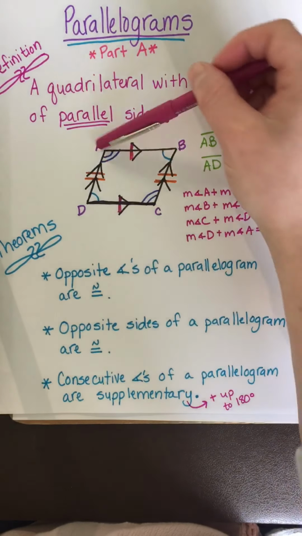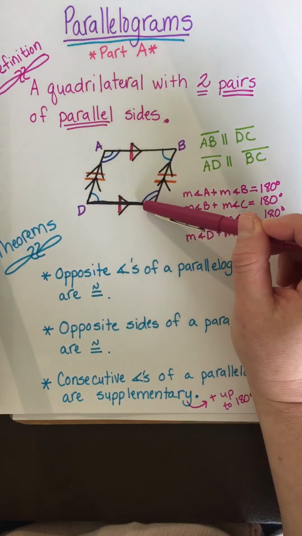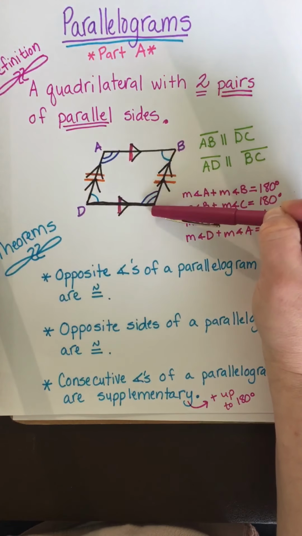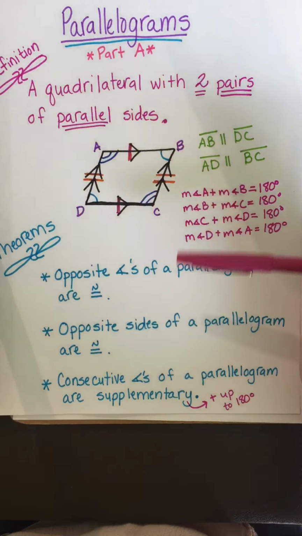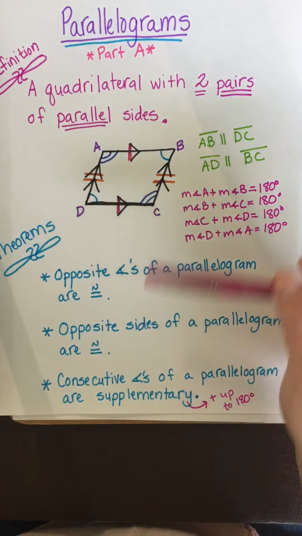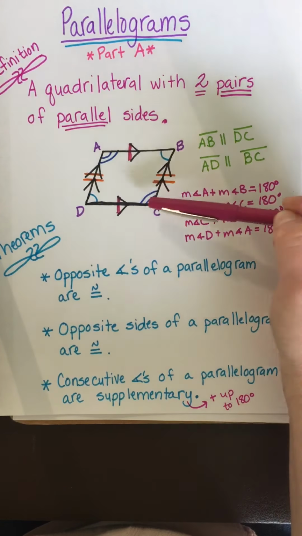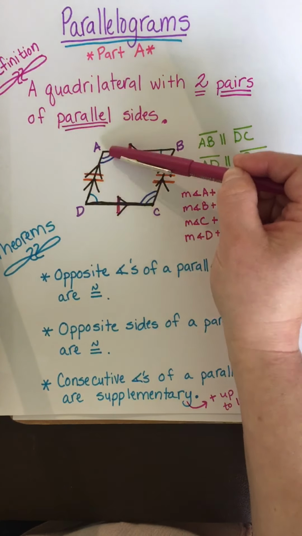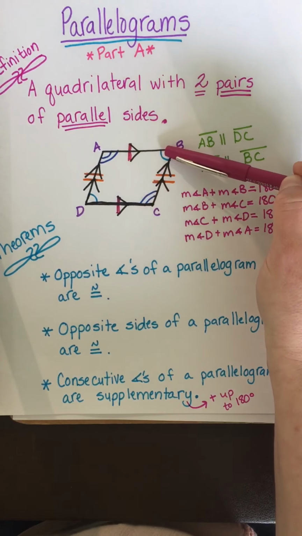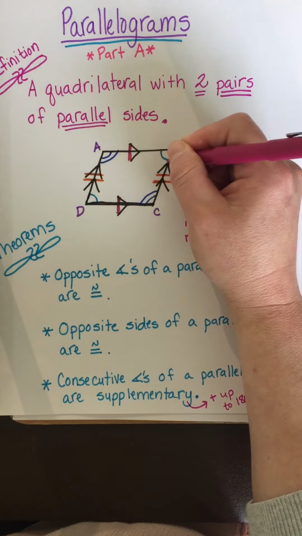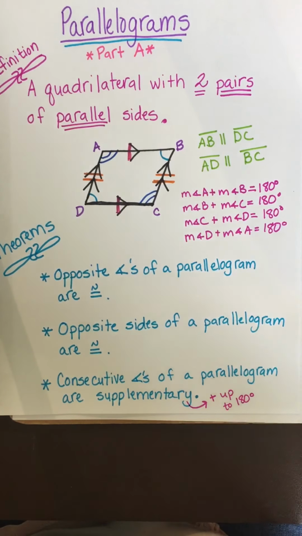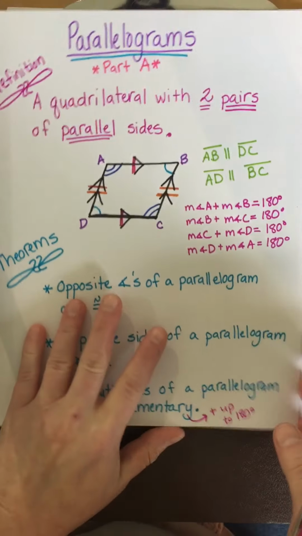Opposite angles of a parallelogram are congruent. They're equal. Opposite sides, these edges here, of a parallelogram are congruent. They're equal. And then any two angles that are consecutive or in a row in a parallelogram add up to 180 degrees. That's the measure of the angles inside adding up to 180 degrees. Let's do some examples.